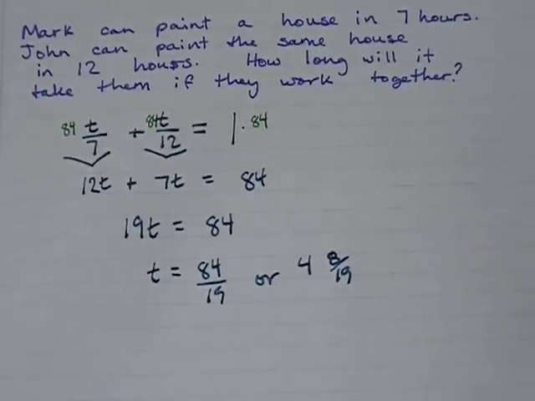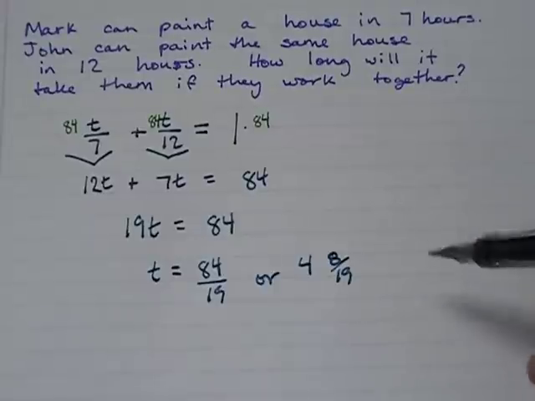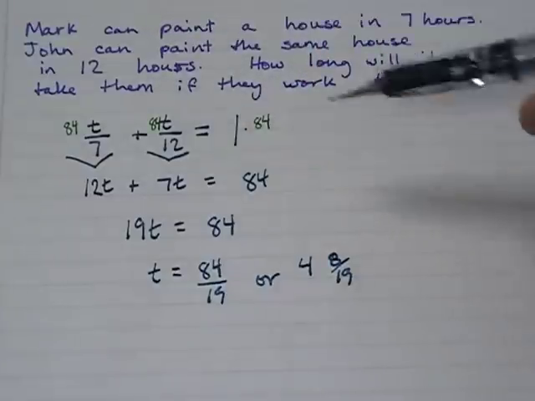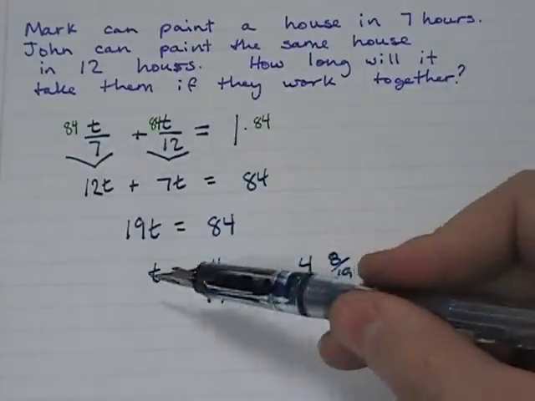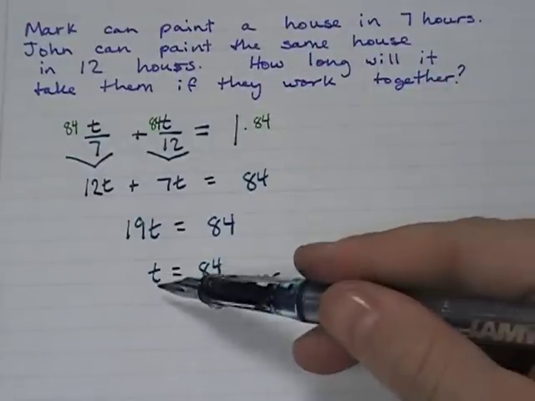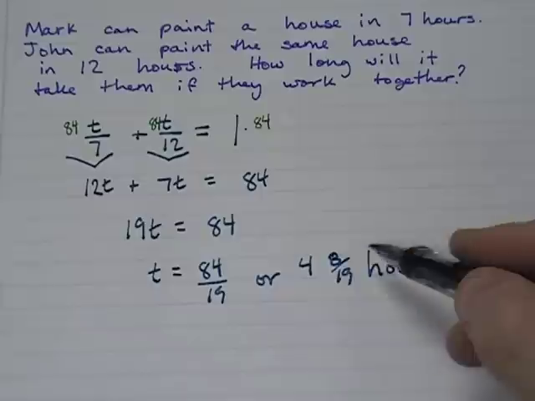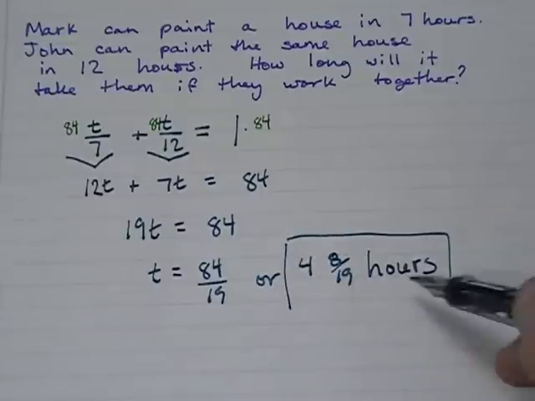And what unit is this in? Units are important. He can paint a house in 7 hours. He can paint a house in 12 hours. Since we're talking about time in hours, our answer is T. T is time. So this would have to be in hours. Okay? So 4 8/19 hours.